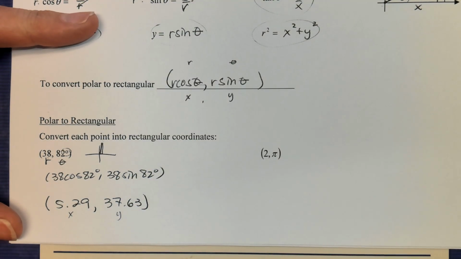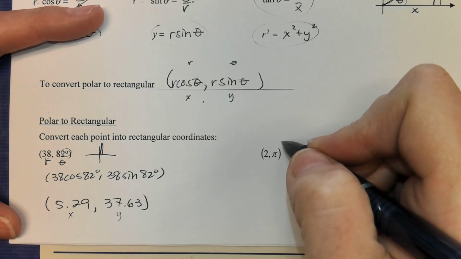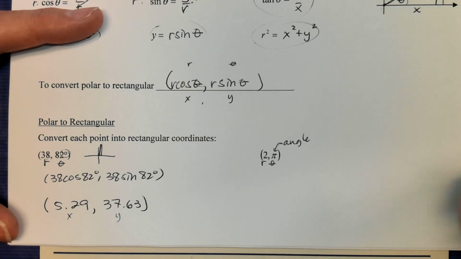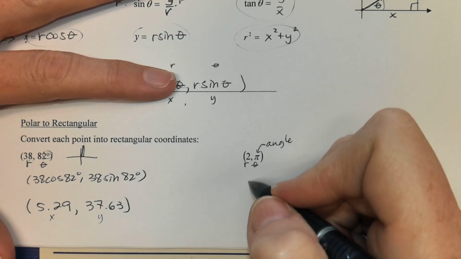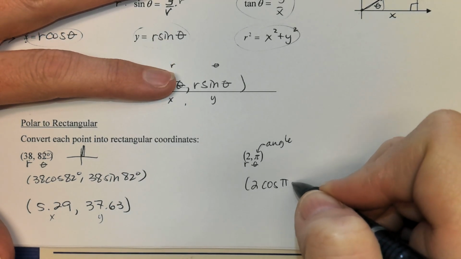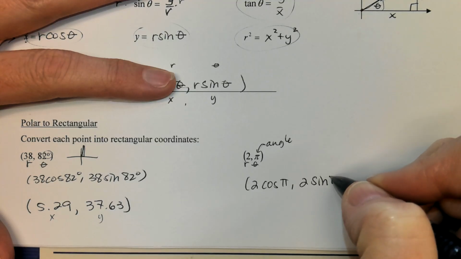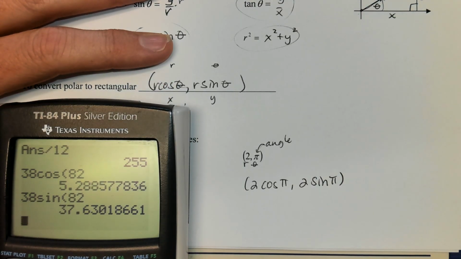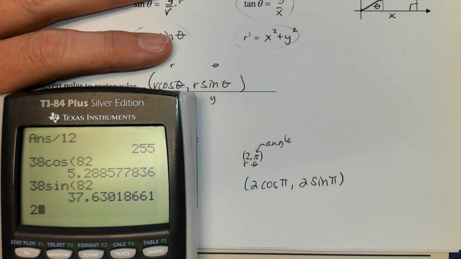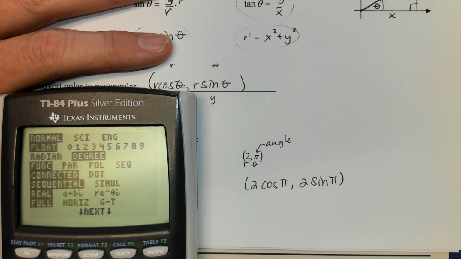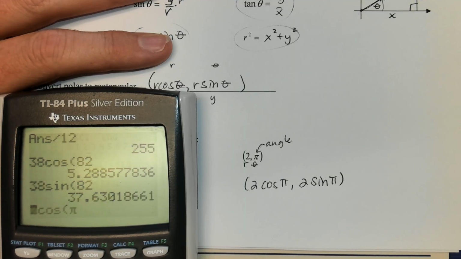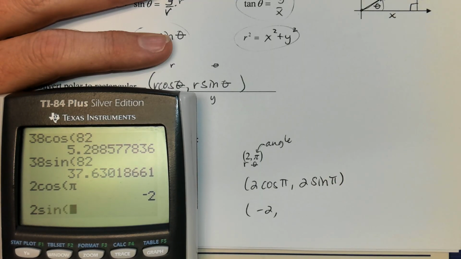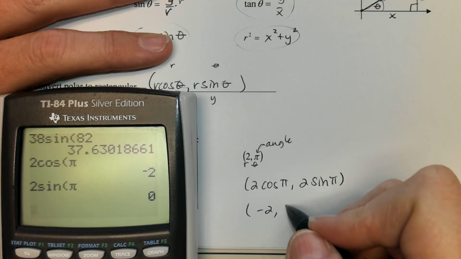Let's do another one. I got (2, pi). This is still an angle. So you are still with an r and a theta. You are in polar coordinates and you are converting. So you're going to do 2 cosine pi and then 2 sine pi. So I'm just going to type those in. 2 cosine pi. And this is a pi, which is a radian, so make sure that you switch over to radian mode. So this will be -2. And then you have 2 sine pi, and that's 0.